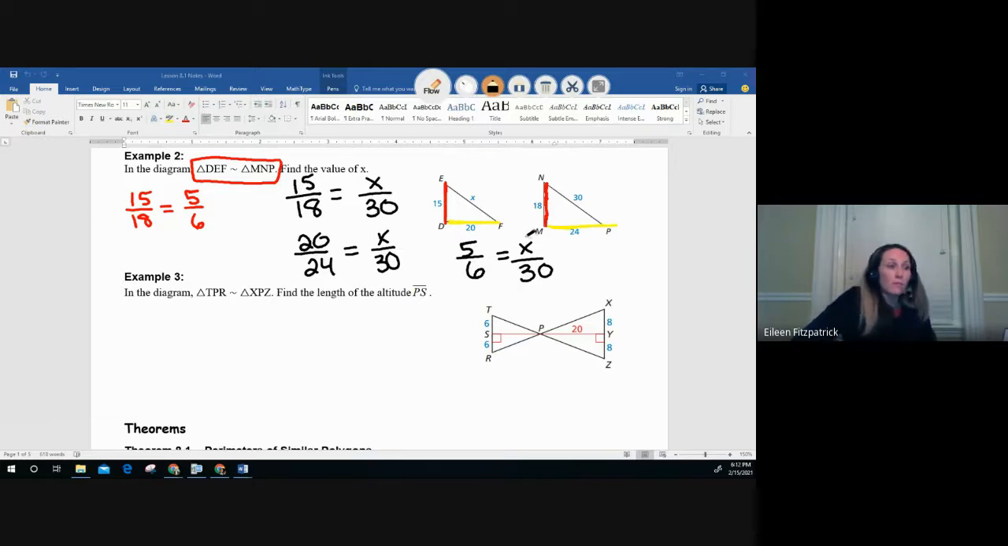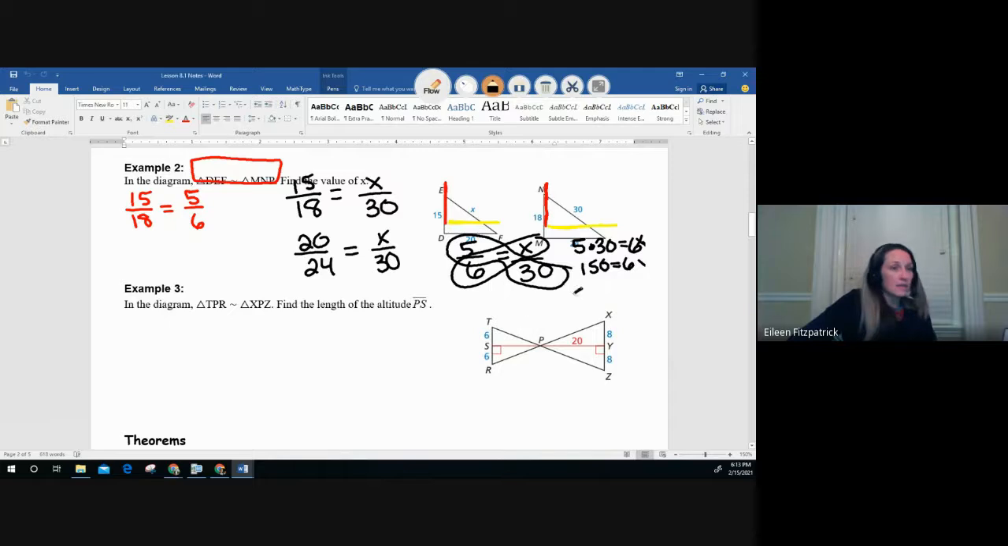Once you have a proportion, you're going to cross multiply. If you use the scale factor, the simplified ratio, it's going to give you the easiest numbers to work with. So I have 5 times 30 is equal to 6 times x. Oh, I ran out of room. That's an x there, okay? 5 times 30 is 150. 150 is equal to 6x. Therefore, x is equal to 25. Okay?